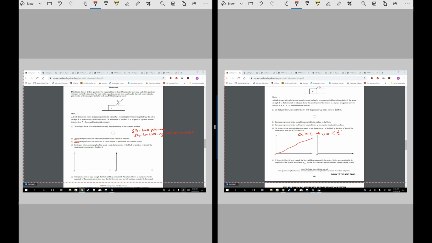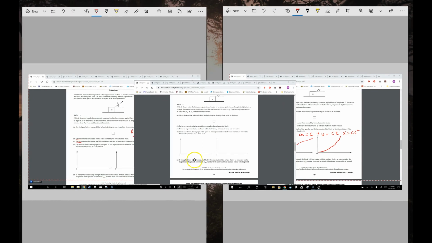And then the position is the second integral of acceleration, right? So the position then would need to be c times t to the second power. So position would need to be quadratic. All right, let's look to see what they want here.